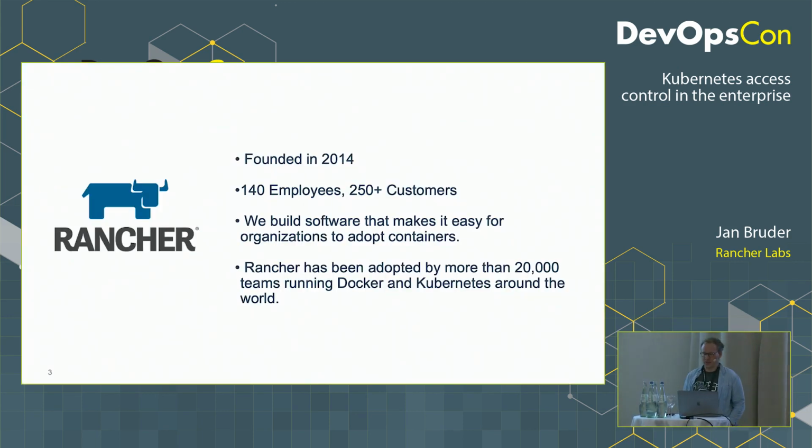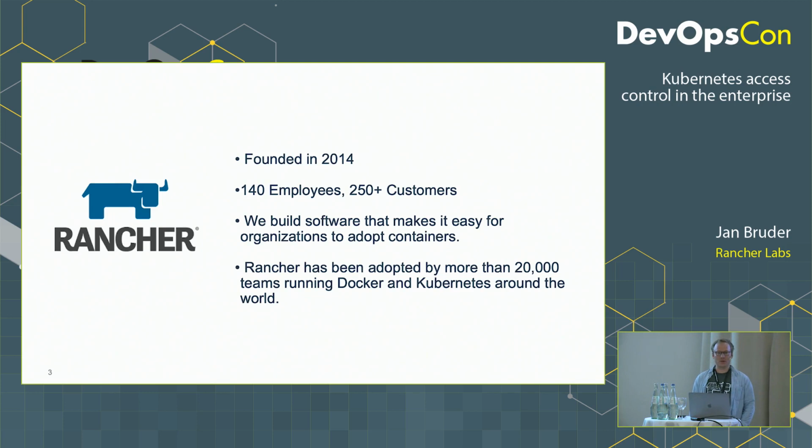Let me give you a short introduction to the company I work at. So Rancher Labs is a US-based company. It was founded in 2014. We currently have around 140 employees. Basically we build software to make it easier to adopt containers in organizations. We've been building this kind of software for almost 4 or 5 years now.